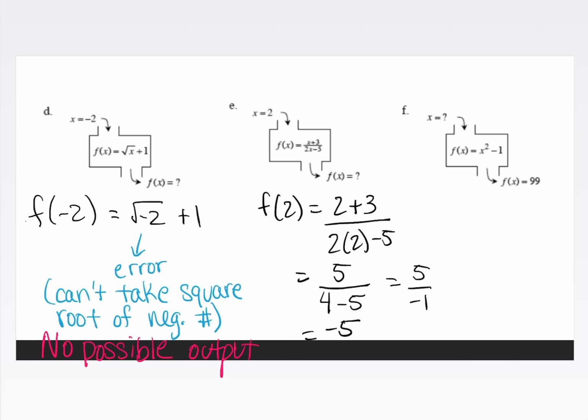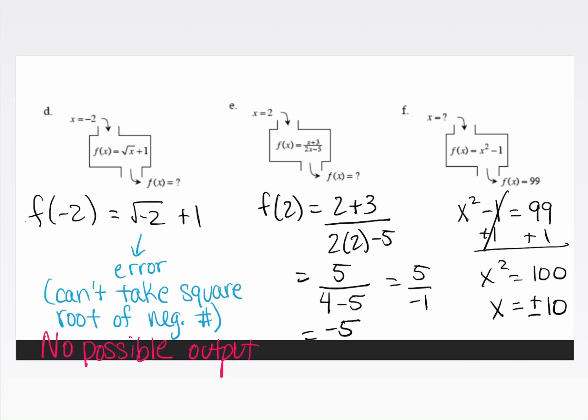Now for F, we have to find our input. So we don't know what value we're plugging in for x, but we do know our final output. We can set this up as x squared minus 1 equals 99 and solve for x. So we can add 1 to both sides and get x squared equals 100. So what number times itself will get us 100? Well, we know x could equal positive 10 and negative 10.